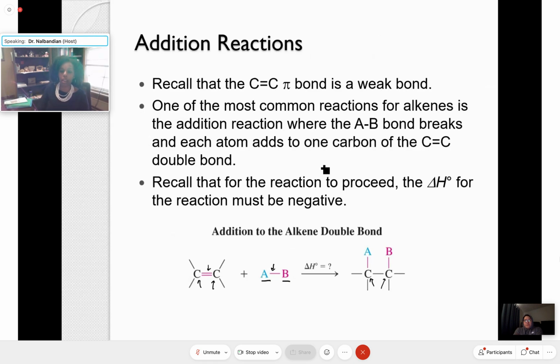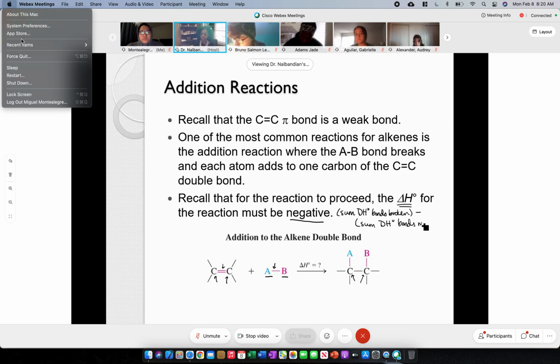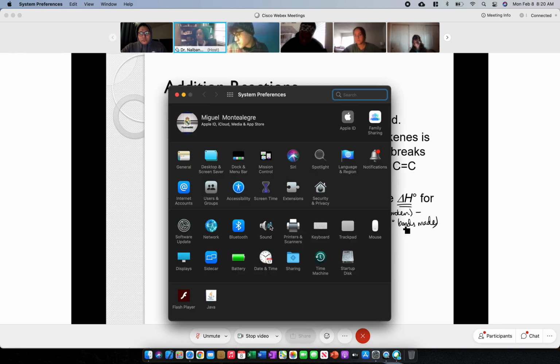So when we're talking about these reactions, remember when we think about reactions, we have to think about delta H. And remember, delta H, we need it to be negative. And so what was delta H? It was the sum of the DH values for the bonds broken minus the sum of the DH values for the bonds made. And so remember, for this, delta H has to be negative. If it's not negative, then we can't do the reaction.